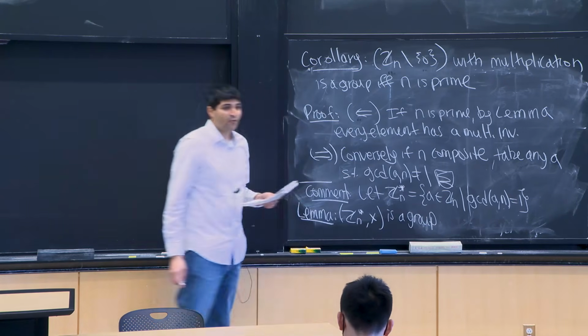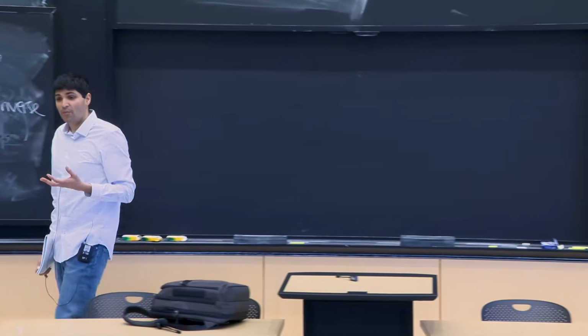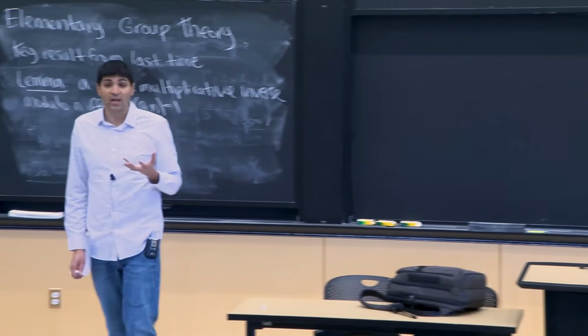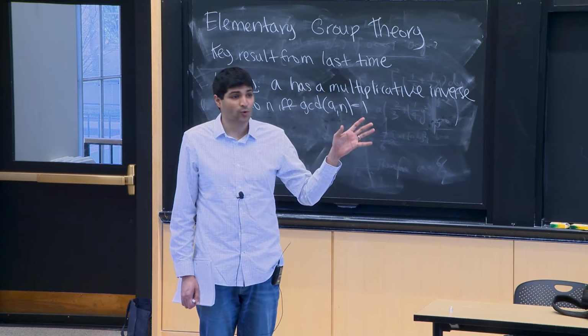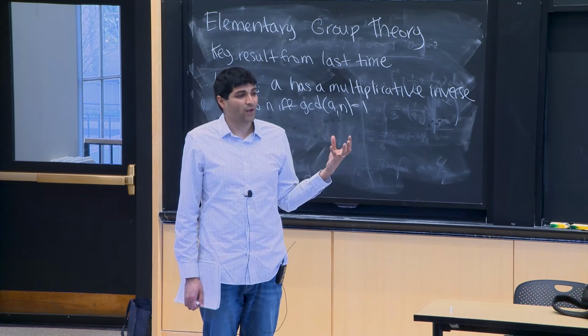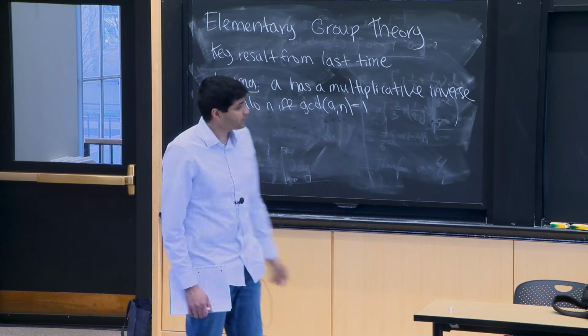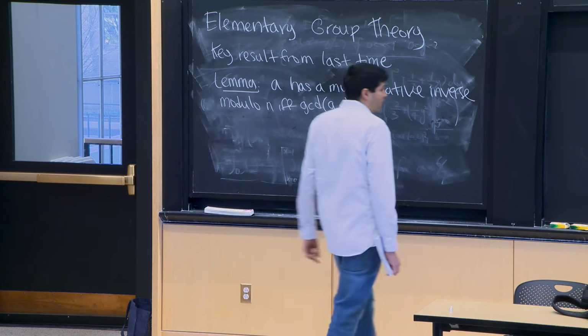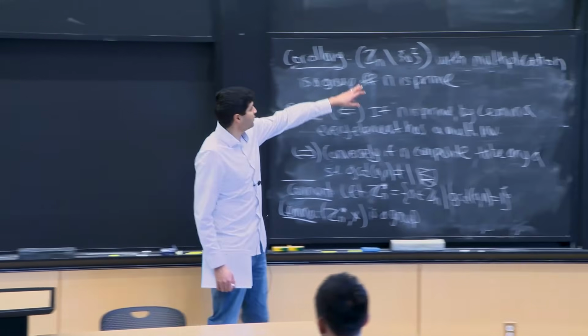That's our key fact that we're going to be using. Even though there are non-zero elements of Zn that do not have a multiplicative inverse, so we failed to be a group, we can just take the set of elements that do have an inverse: the set of all elements A where the GCD is 1. And I claim that's a group sitting inside this other thing that failed to be a group.